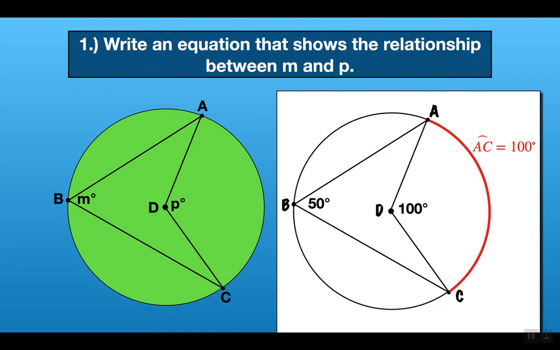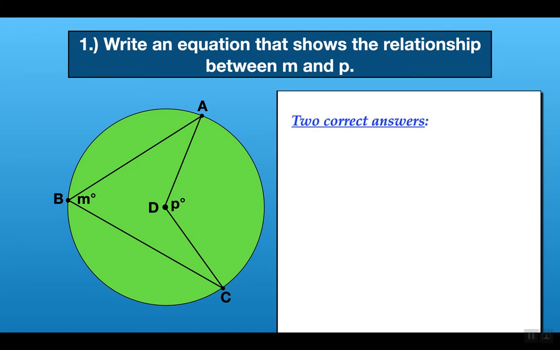If we had to write an equation to show the relationship between those two angles, there are two ways we could do it. One way is we could write that 2 times 50 equals 100. Another way is we could write 50 equals 1/2 of 100. I'll repeat that. The first way is 2 times 50 equals 100. And the second way is 50 equals 1/2 of 100. Okay, so let's apply that to our question.